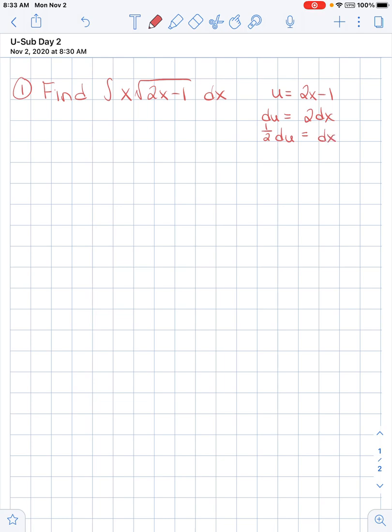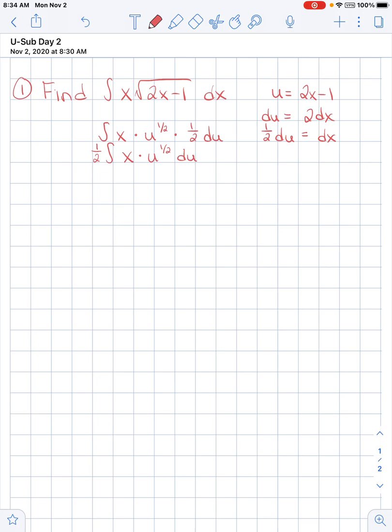Okay, now I can make some substitutions. I've got this x still, which I'll have to think about here in a minute, u to the 1/2, and then dx becomes 1/2 du. If I pull that 1/2 out in front of the integral, I have an issue. I cannot find the antiderivative of this because I have two different variables. I have x and I have u.